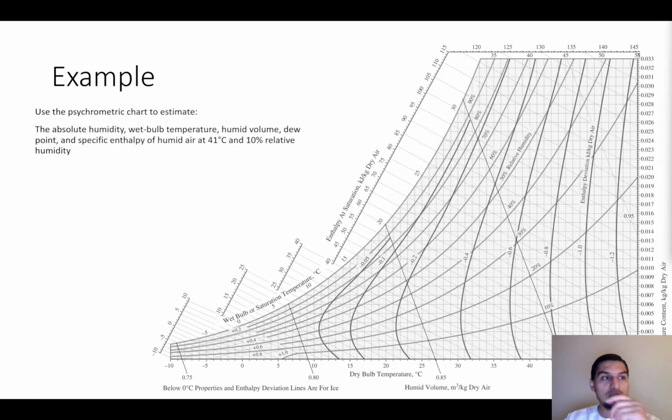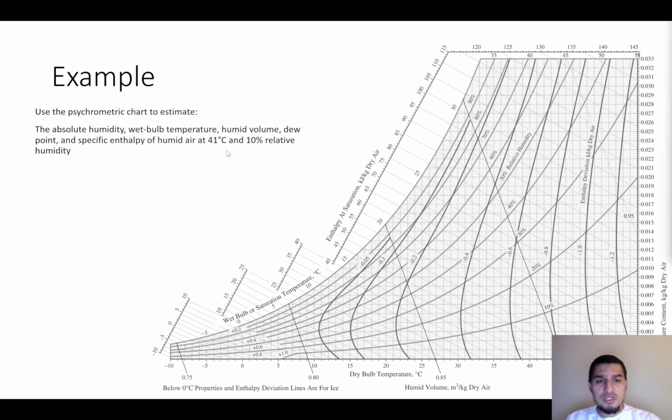know everything else. So these two information that we have here are the relative humidity, which is 10%, and the temperature. The temperature is not specified, either this is wet bulb or dry bulb temperature. So if it's not specified, then it's the dry bulb temperature. This is the default. So dry bulb temperature of 41 degrees Celsius and the relative humidity of 10%.